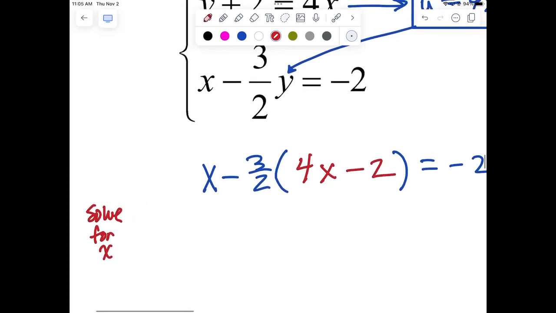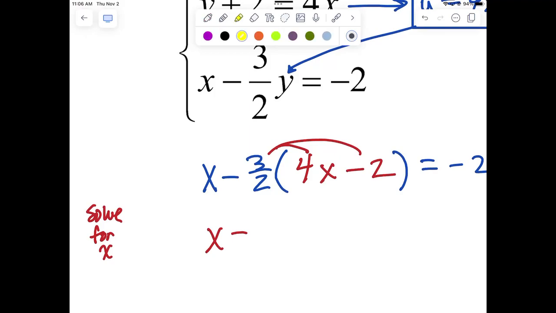Now to do that, I'm going to have to distribute like this. Okay? So here we go. Let's distribute. The x goes along for the ride, minus. What is 3/2 times 4? That's really the same as 4 divided by 2 times 3, or 3 times 4 divided by 2. You get 6, right? People like to multiply first. 3 times 4 is 12. 12 divided by 2 is 6.